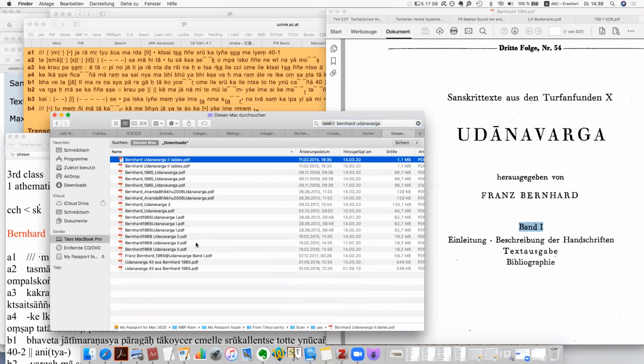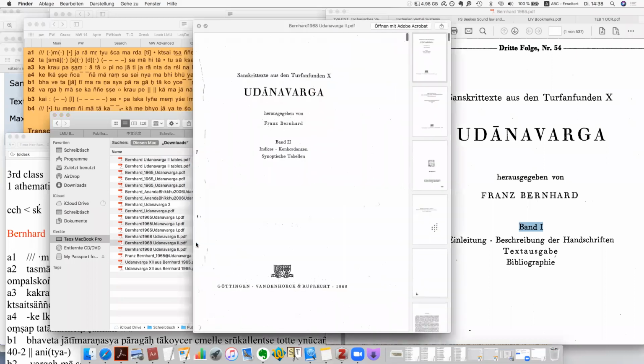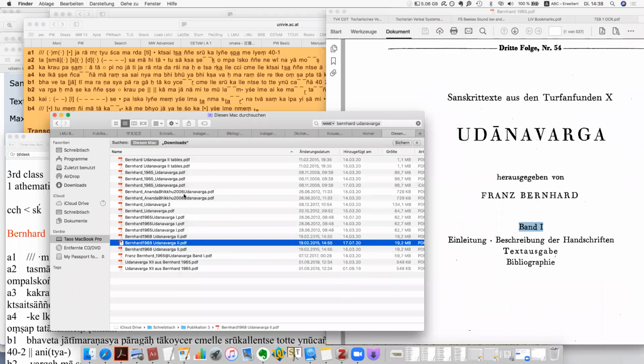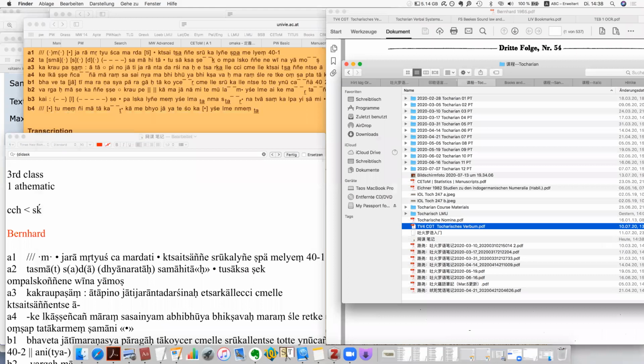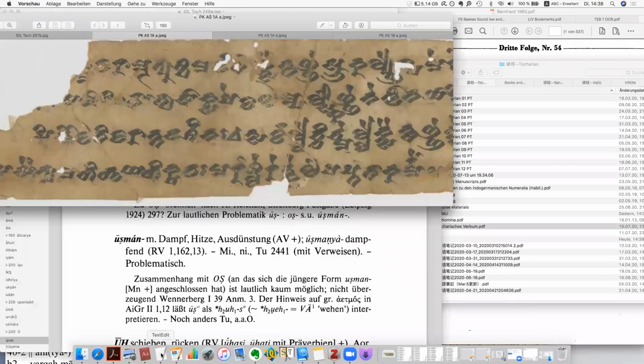Yes, so this is actually the second volume, the concordance, and I think there's another volume that contains the Tibetan translation. It's not important here. Okay, so probably we can continue.